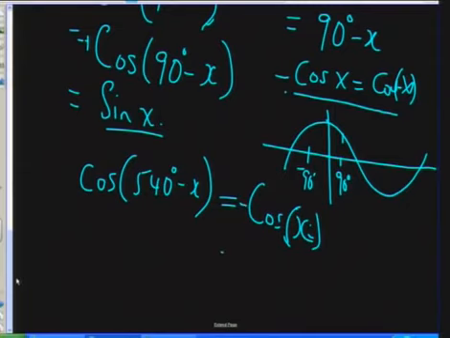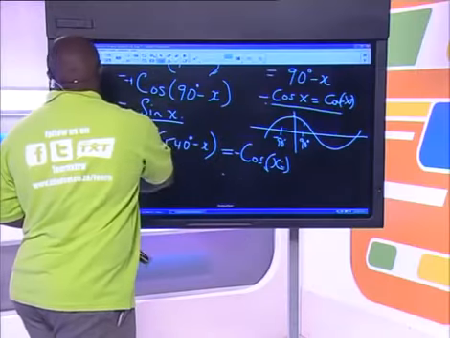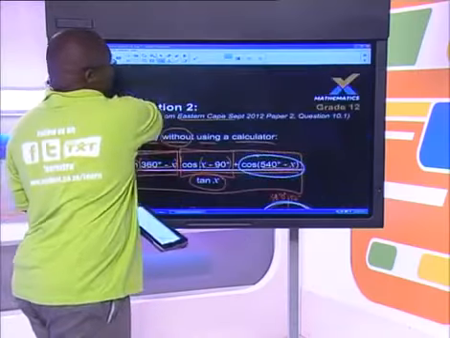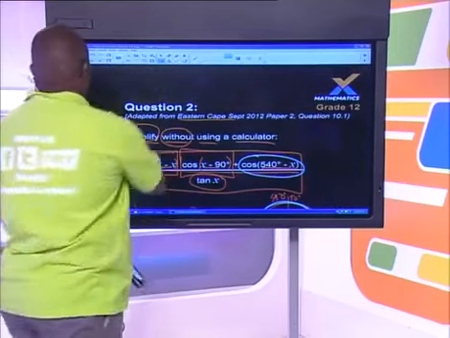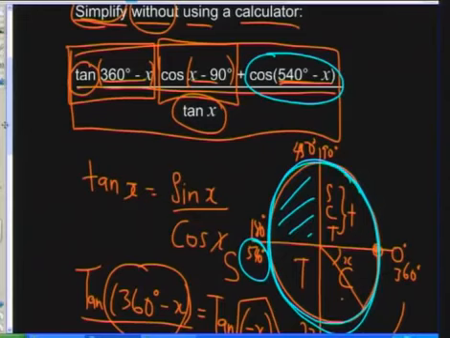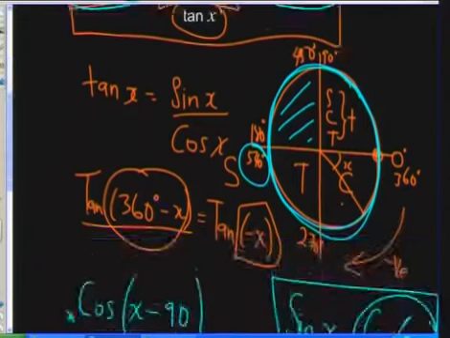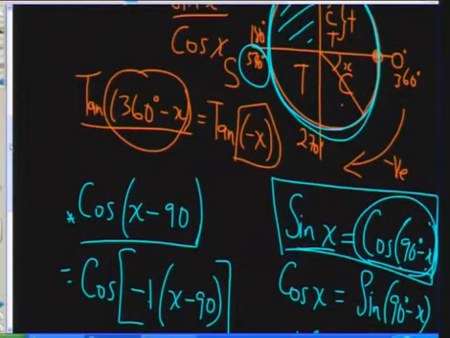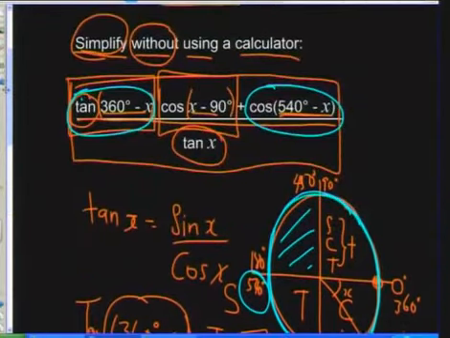So now we've got our numerator. We can now go back to our problem and rewrite it. I'm just going to put it on the side here. Remember, tan 360 minus x, we got tan minus x. So I'm going to write it like that. So this is equal to tan minus x.